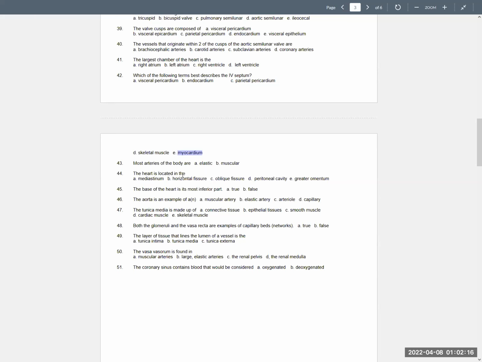The heart's located in what part of the body? It's between the lungs. If you look at the terms, pick one. I'm sort of getting the feeling you got halfway through the test and you haven't got this far. That's okay. We're here now. The heart's located in the mediastinum. Mediastinum.